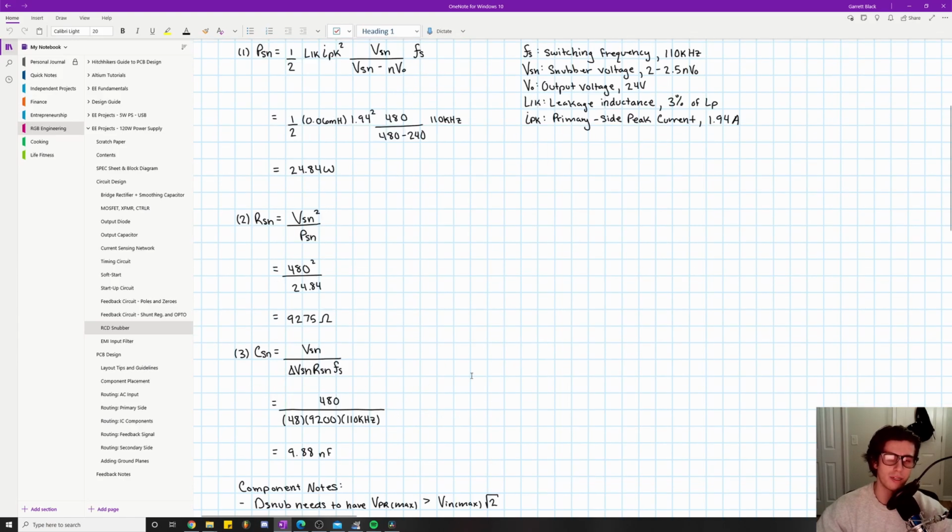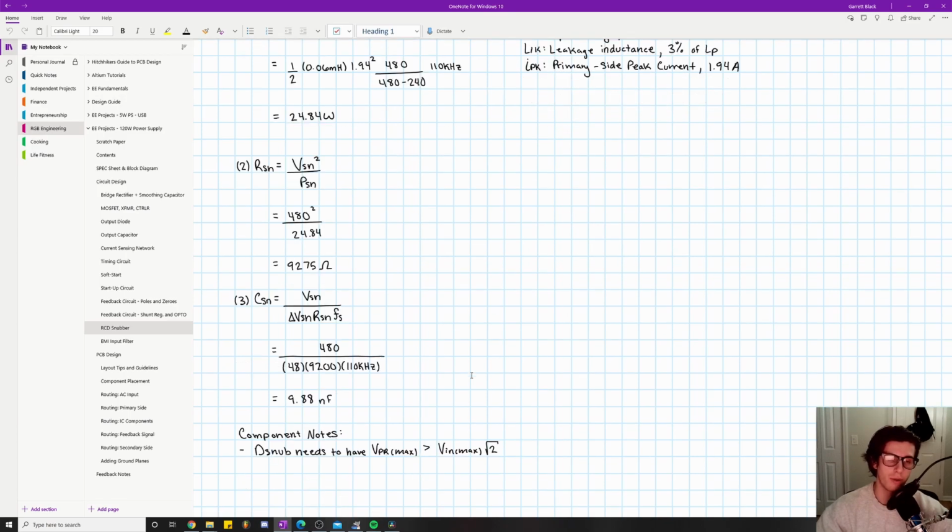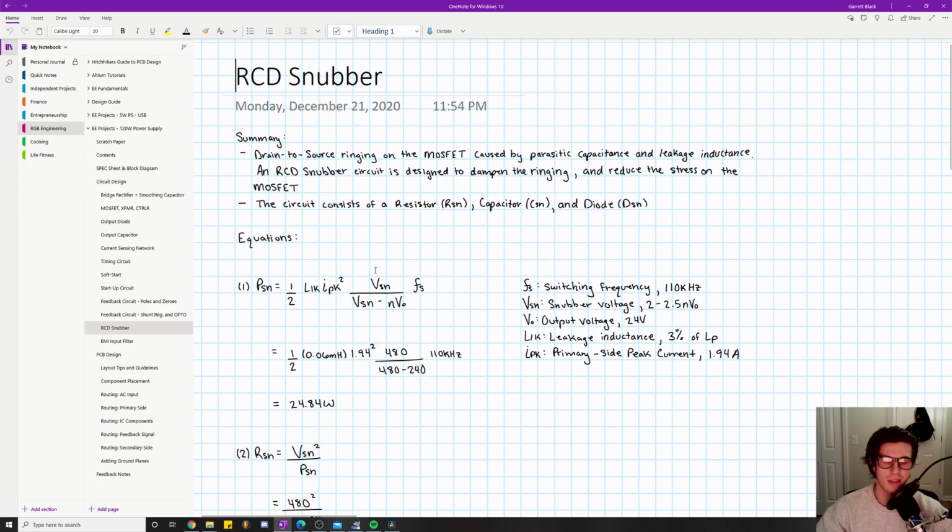I mean, some power dissipated by the diode would actually be pretty helpful, so just make sure its current rating is high enough, or just make sure its power dissipation rating is pretty high, because we're just doing the resistor some favors by not making it have to dissipate all 25 watts of power. So yeah, if you wonder why power supplies get hot, this is probably one of the reasons right here: you've got 25 watts basically turning into heat. So that's pretty much all I have to say about the RCD snubber.